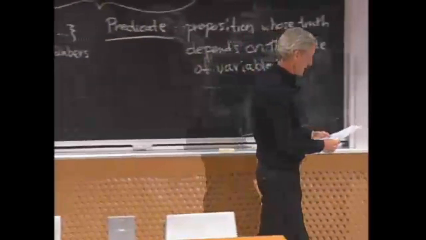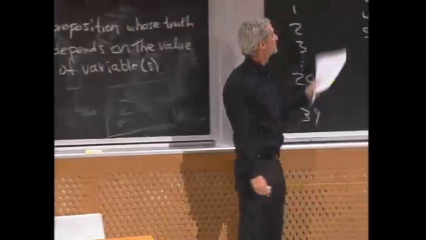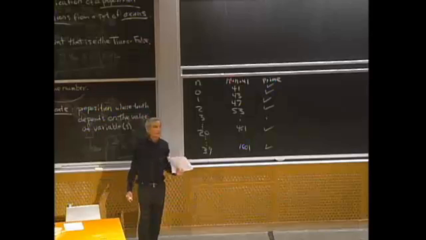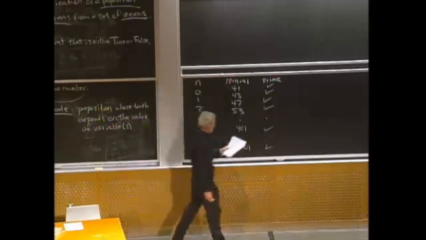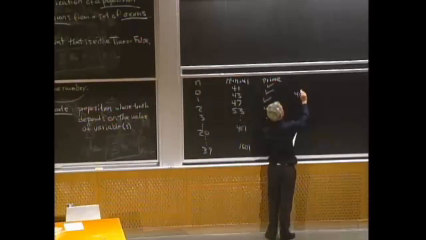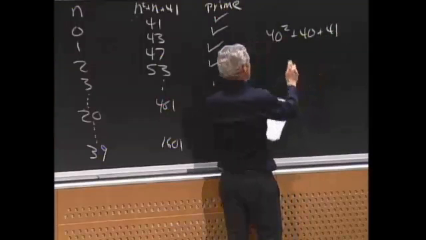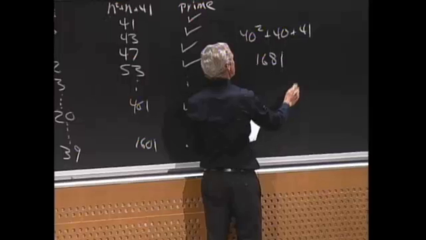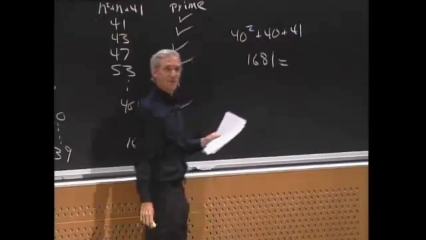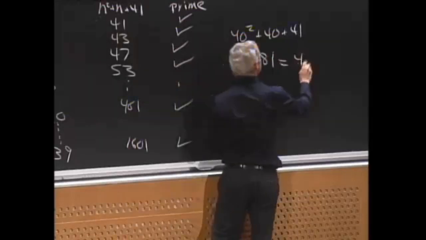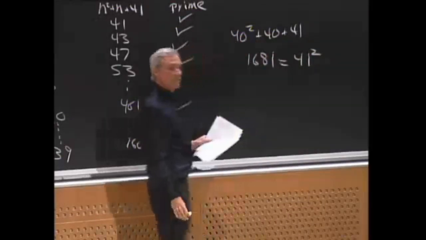It is not true. Can anybody give me an example of n for which n squared plus n plus 41 is not prime? Yeah. 40. Good. Let's see about 40. 40 squared plus 40 plus 41 is 1681. What's that equal? 41 squared. So it is not prime.